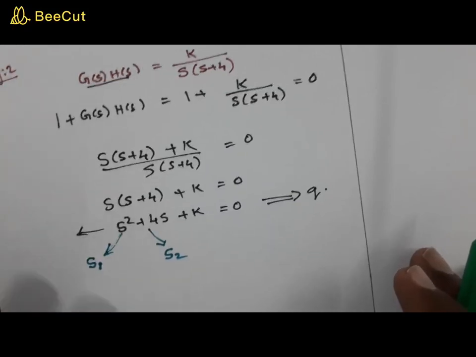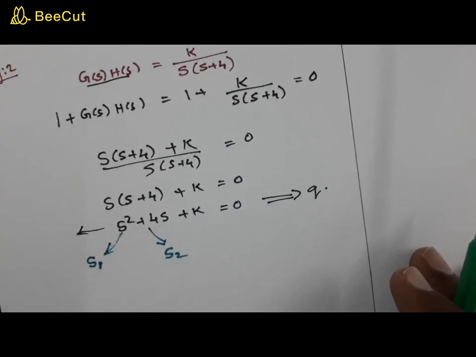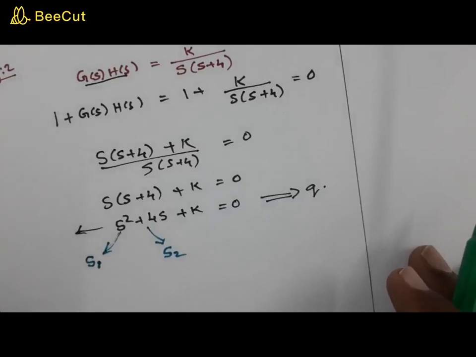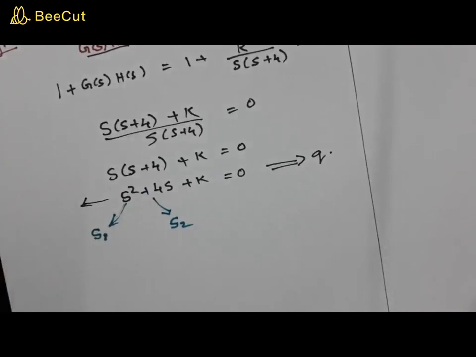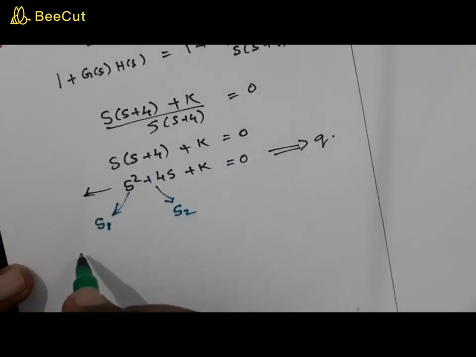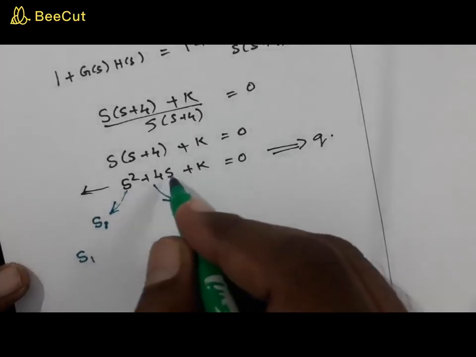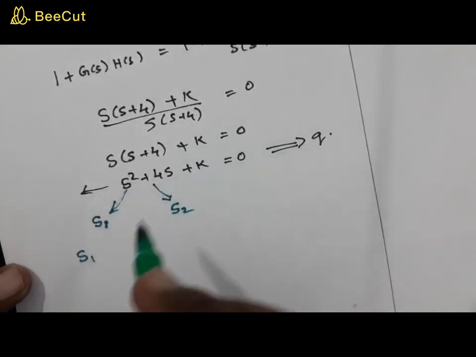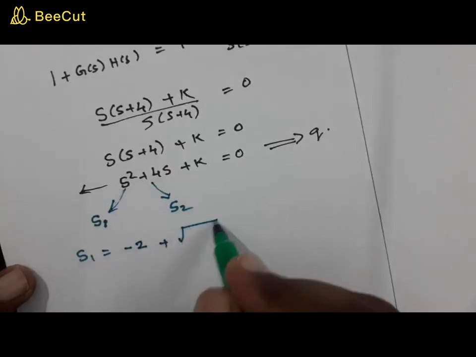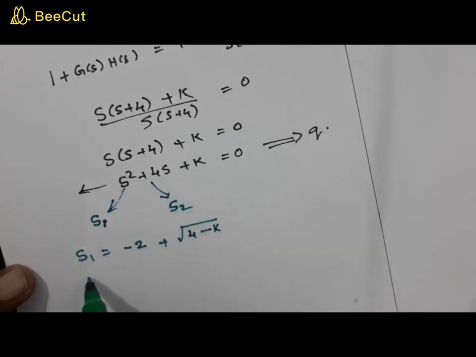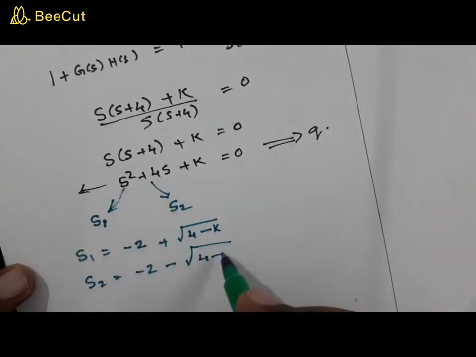But what is actually the need of root locus? We have seen that the forward path gain has an effect on the roots of the characteristic equation. That is what we study by root locus. Now, using minus b plus or minus root of b square minus 4ac, you can use that expression, and one of the roots will be minus 2 plus root of 4 minus k. You may do it by yourself. Find out s2 as minus 2 minus root of 4 minus k.